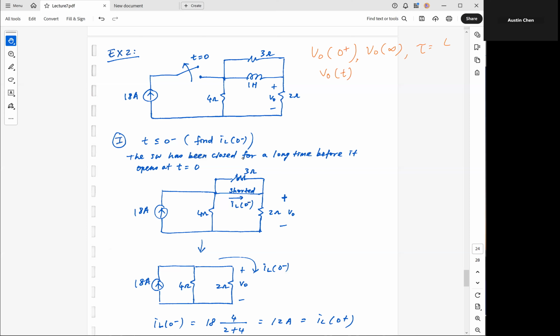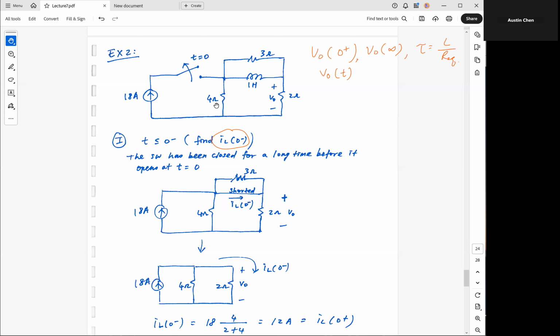And we know tau, so perhaps this is the lowest hanging fruit. So L over Req, L over R. It's something that we have done several times. And so we need to find these three variables so that we can go back and fill in our template to complete this V naught of t. But for you to find V naught at 0 plus, we still need to get some help from this IL at 0 minus. So that's the general strategy.